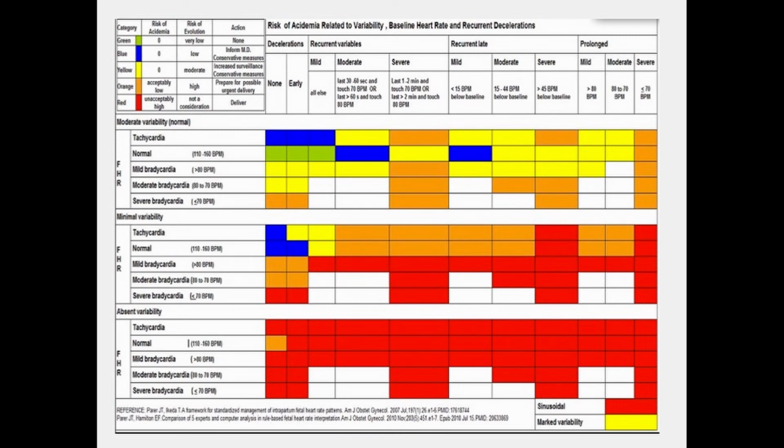Now you can see here, this is moderate variability, minimal variability. As soon as there's minimal variability, pretty much everything's bad, right? The only time we can kind of keep a close eye on things is if we have tachycardia or a normal heart rate with no decelerations.